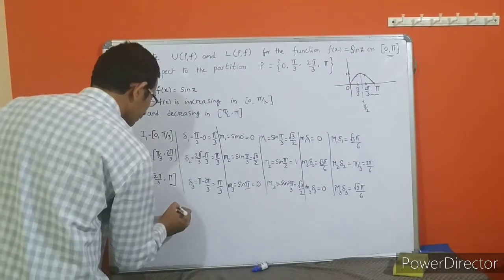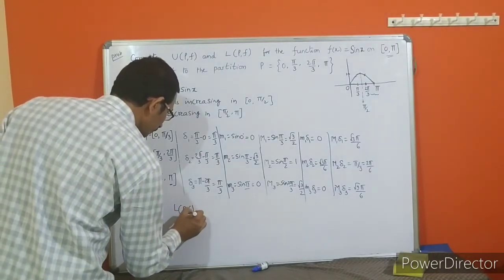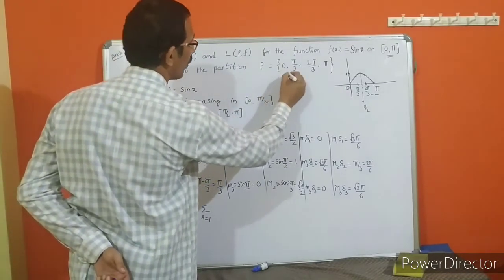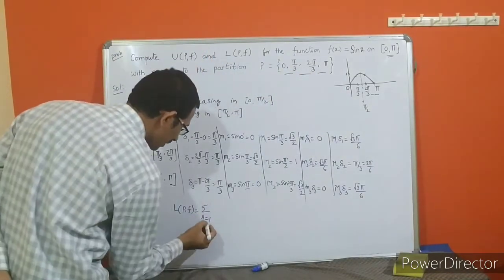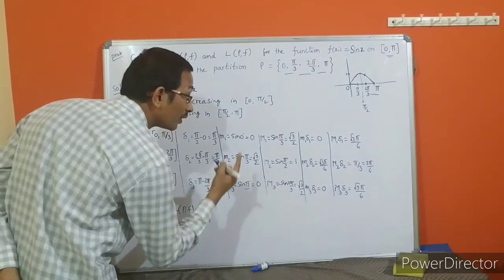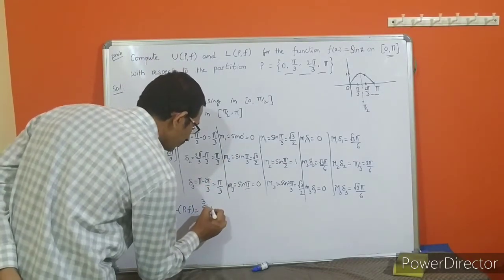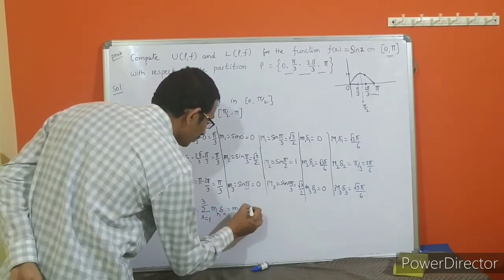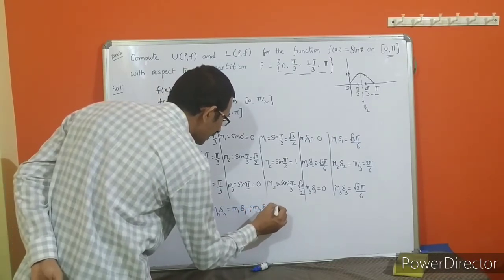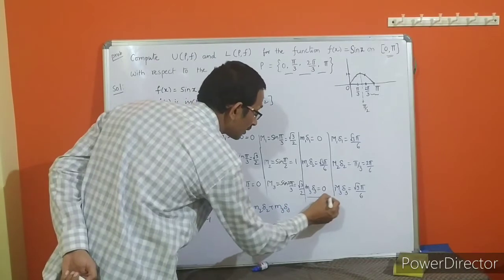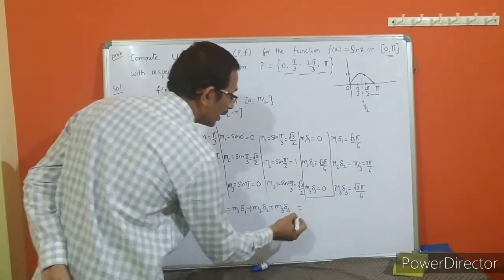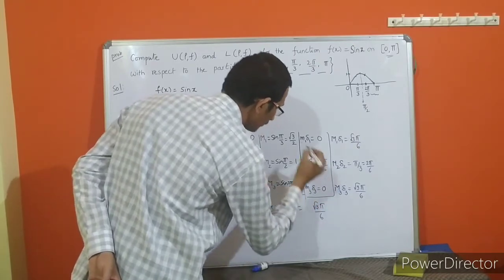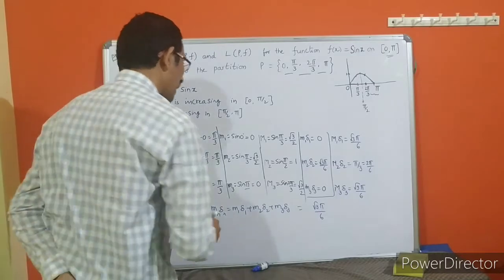Now what is LPF? You know LPF is equal to summation r equals 1 to n. N is here, how many subintervals are there? 1, 2, 3. So 3 subintervals. So m r delta r is nothing but m1 delta 1 plus m2 delta 2 plus m3 delta 3. That is nothing but the sum of this column. It is nothing but root 3 pi by 6. This is LPF.